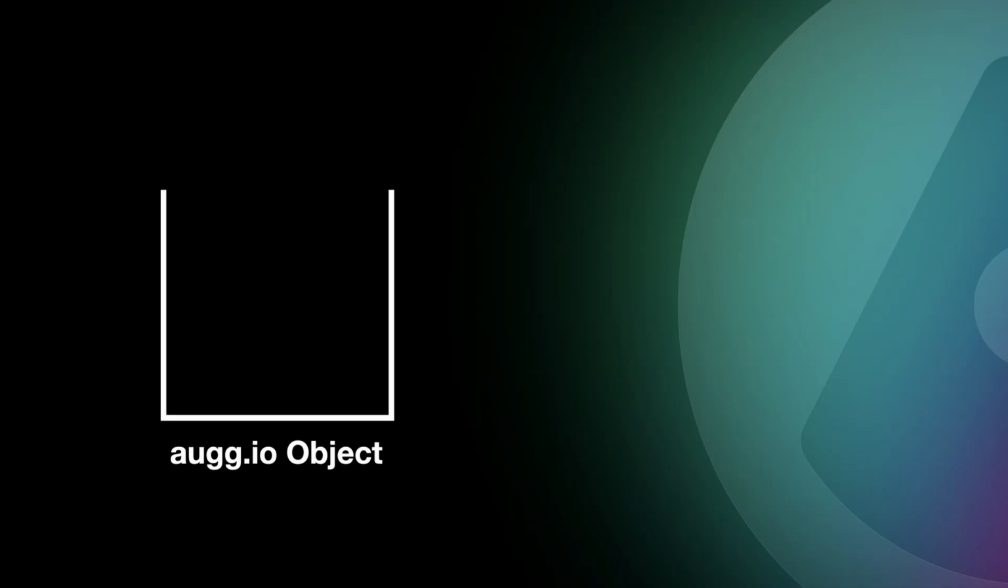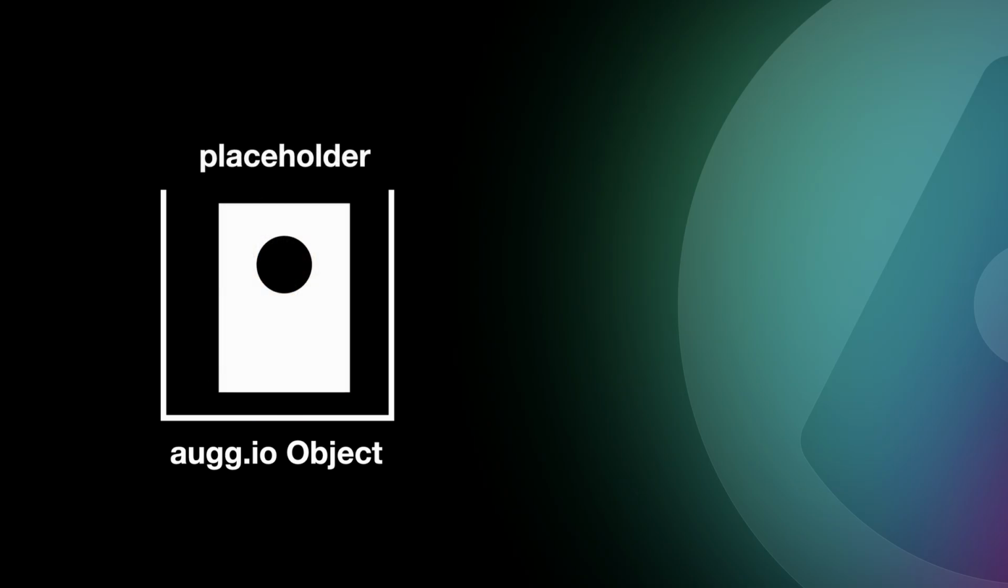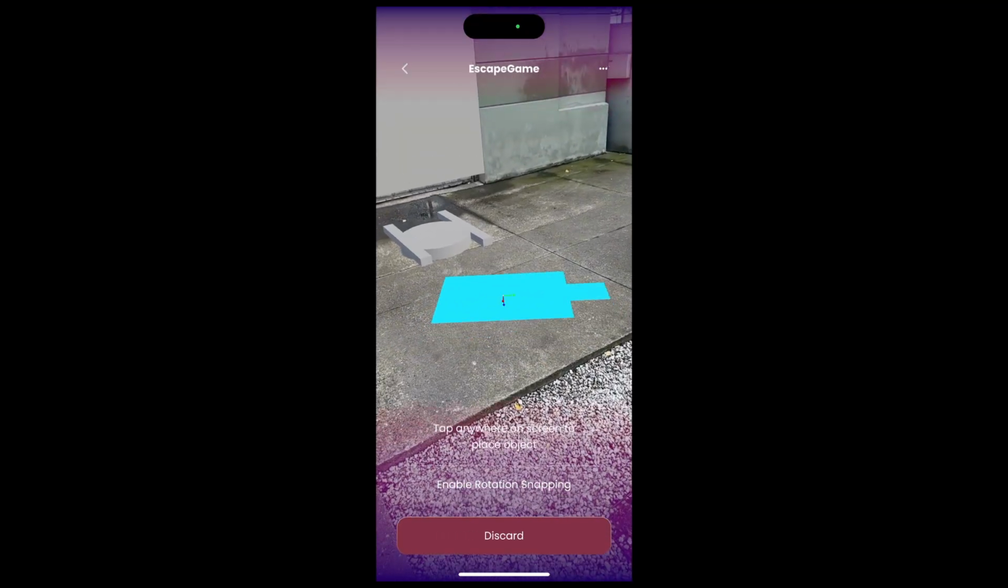Okay, before we start throwing content into the scene, let me explain how Ogio thinks about AR objects. In Ogio, everything you want to place in AR is an Ogio object. Think of it as a container. Inside that container, you put your actual content, your models, your animations, whatever. But here's the important part. We also create something called a placeholder object. This is a simple shape, usually just a cube or a sphere, that represents your content in the scanning app. Why? Because when you're testing it in AR, you don't want to load heavy 3D models just to adjust positions. The placeholder gives you a lightweight visual reference you can move around in real time.